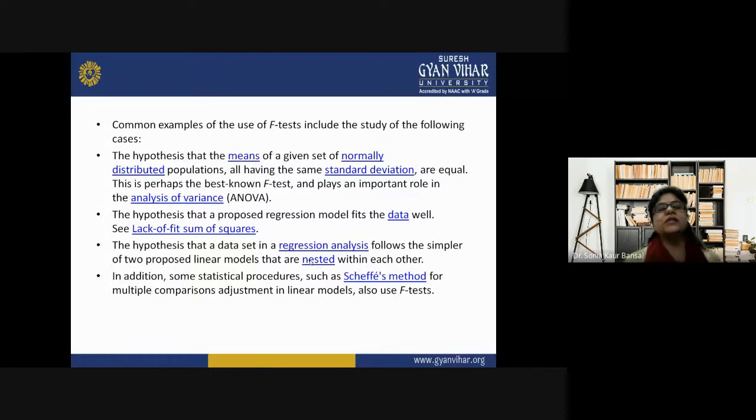Okay, so these are different examples I have given you, students, about how the means, when they are given in different sets, are equal, and when the variance is also equal, how we are going to test the hypothesis that it is dispersed in a normal manner.